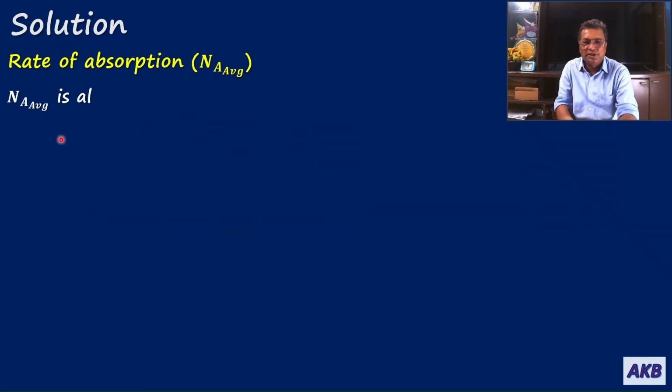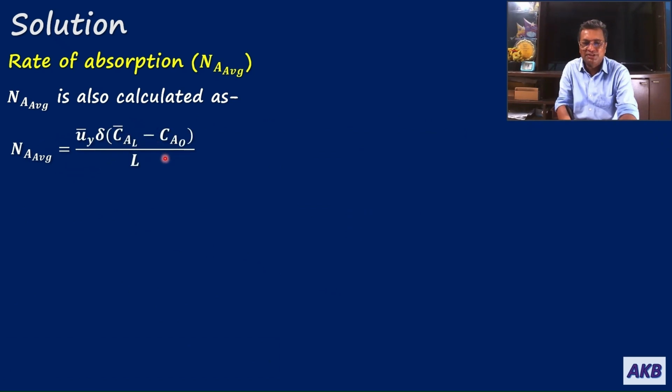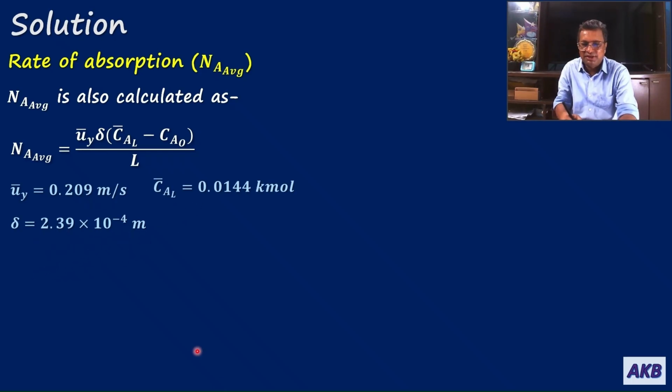You can also calculate NA average by using this formula. NA average is Ui bar into delta into CAL bar minus CA naught divided by L. Ui bar is 0.209 meter per second. Delta is 2.39 into 10 to the power minus 4 meter. CAL bar, we calculated it earlier. It is 0.0144 kilomole per meter cube. And CA naught is 0.